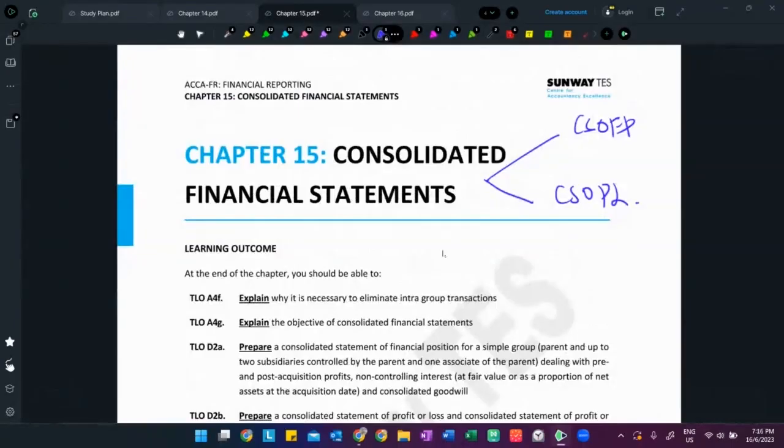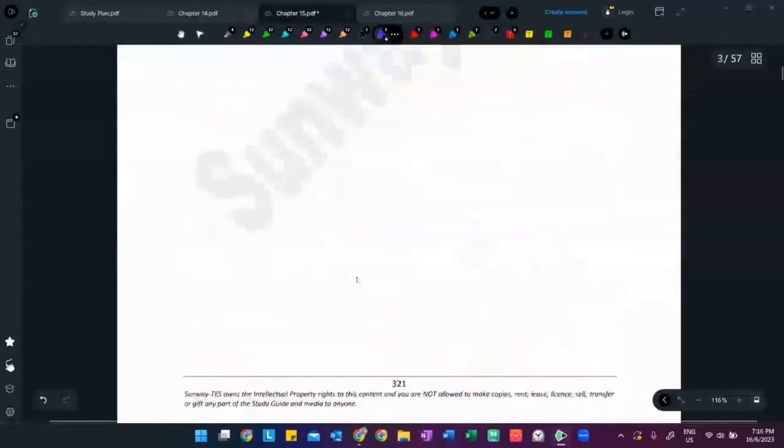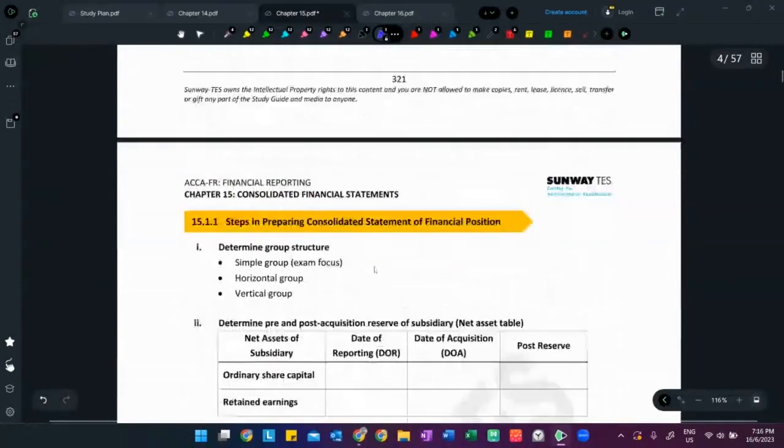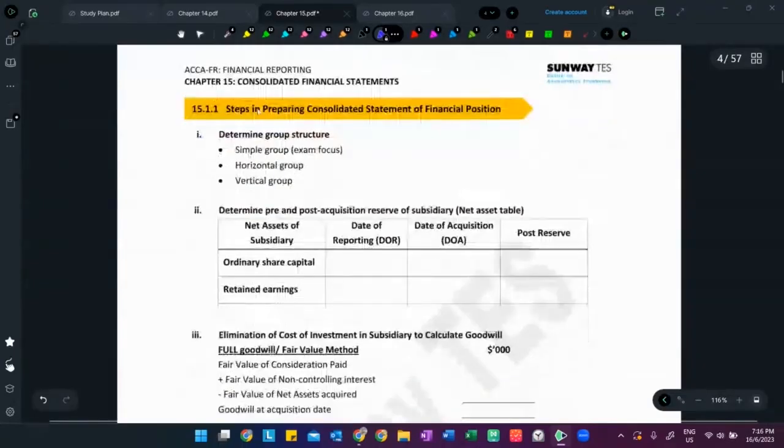Everything is still relevant for this paper, with just some top up in terms of the consolidated adjustment. The basic things I will not be covering; I will only cover the additional items that you need to know for this paper. For CSOFP, on page 322, these are the steps you need to follow when you prepare the consolidated financial statements. Generally there are 5 steps.